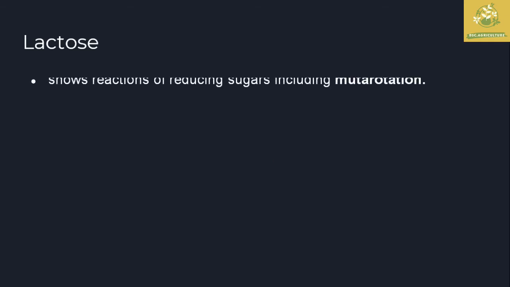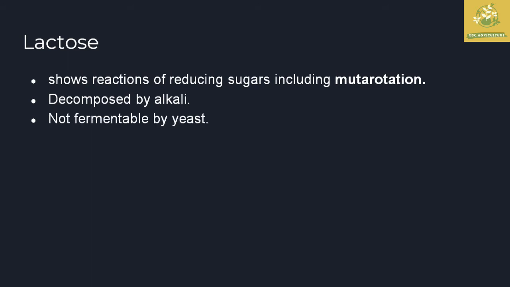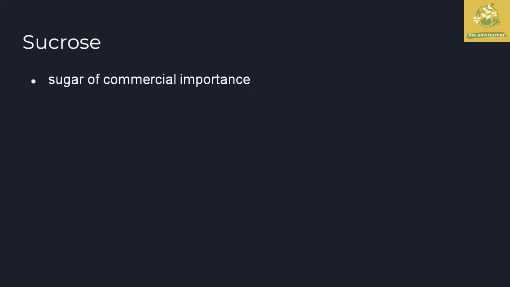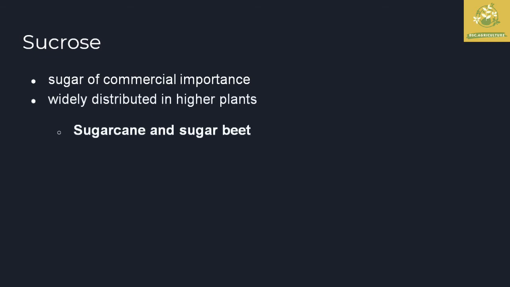Lactose is a reducing sugar that shows mutarotation. Lactose can be decomposed easily by alkalis, and it is not fermented by yeast. Hydrolysis of lactose by acids or the enzyme lactase gives one molecule of galactose and one molecule of glucose.